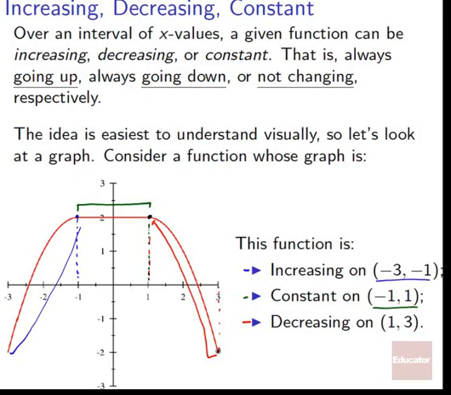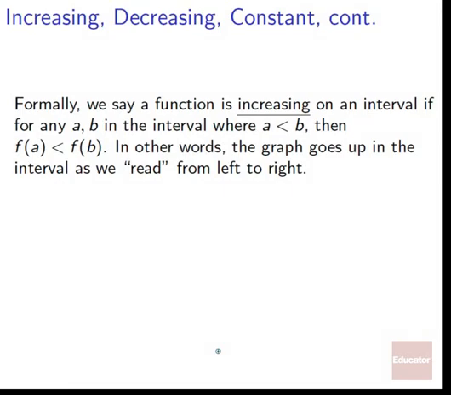It's either going up, straight, or down. It's either horizontal, going up, or going down. Increasing means going up. Constant means flat. Decreasing means down. Formally, we say a function is increasing on an interval if for any a, b in the interval where a is less than b, then f of a is less than f of b.